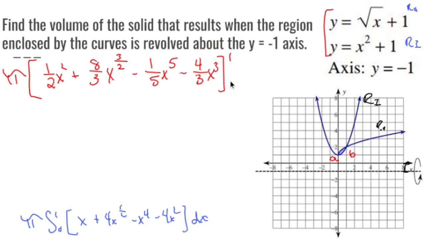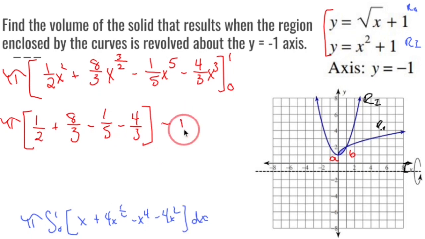My limits are 1 and 0. All right. Pi, 1/2, x to the 2nd power is now 1 to the 2nd power. So let's make life easier. If we're doing the fundamental theorem of calculus, 1/2 times 1 squared is just 1/2. Let's not overthink it. Plus 8/3 times 1, so plus 8/3, minus 1/5 times 1, minus 4/3 times 1. That guy's done. Minus pi.